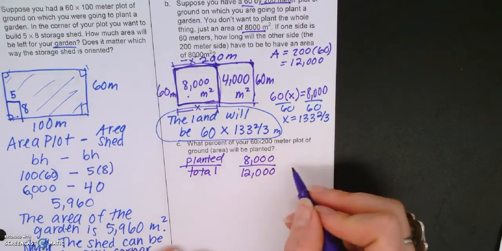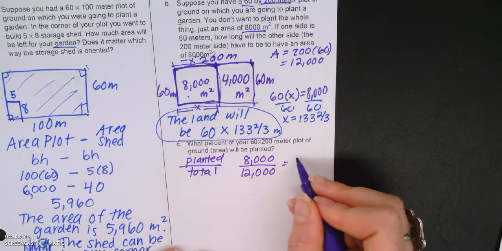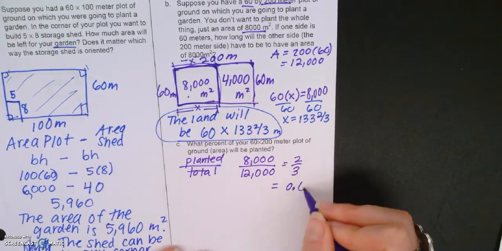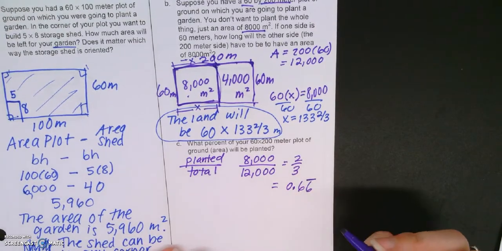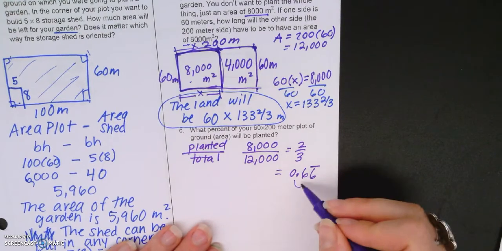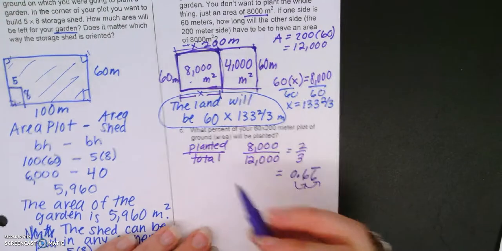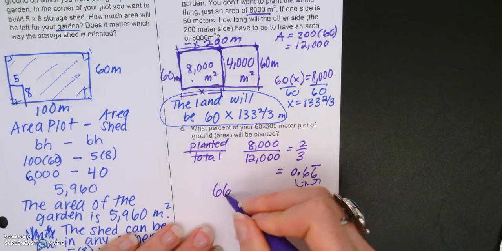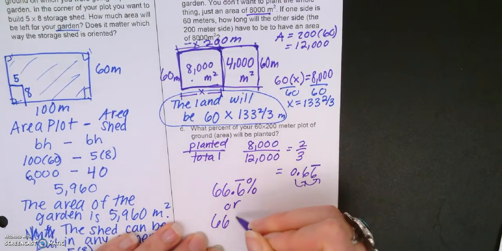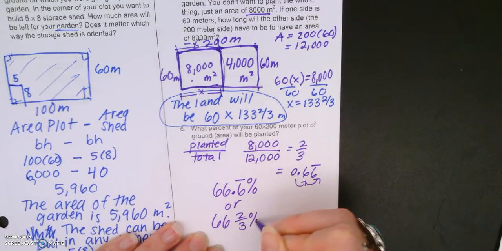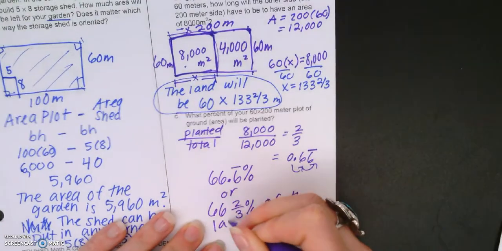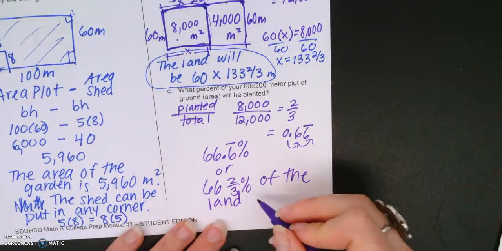So when we reduce this, we end up with 2/3, which is 0.66 repeating. And that's the decimal, and we want to know the percent, so we move the decimal over twice to the right, and that would be 66.6%, or 66 2/3% of the land is planted.